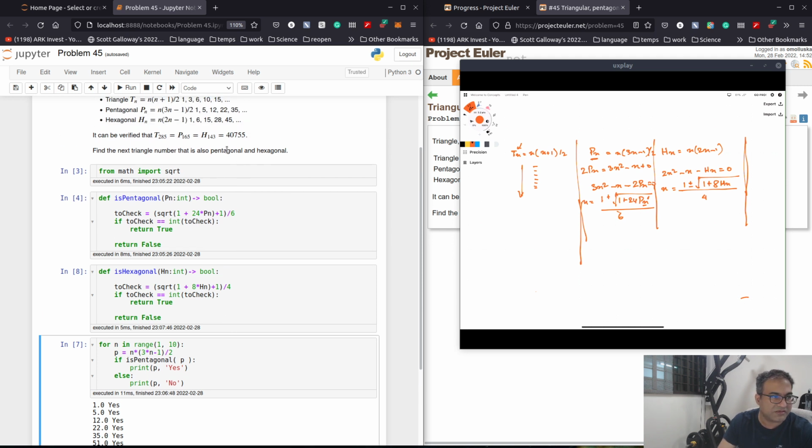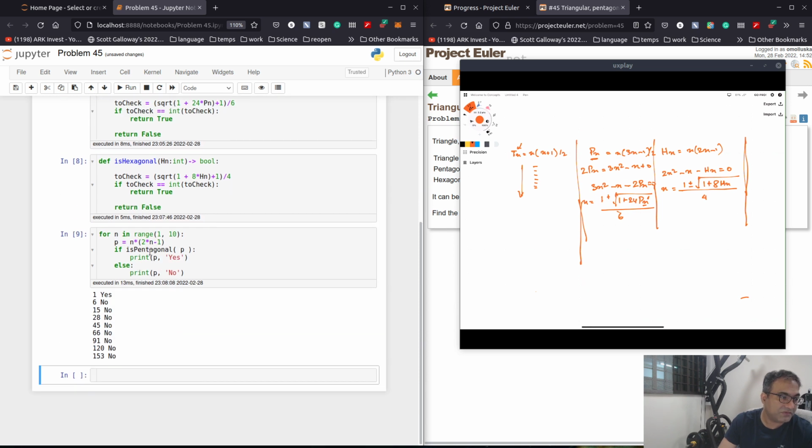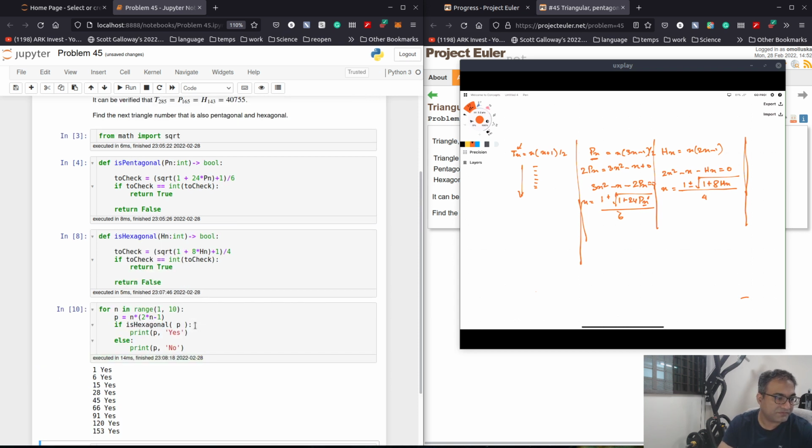Hexagonal numbers are n times 2n minus 1, and there is no 2 at the end. There is no 2 at the end. Okay, let's check, and we have a problem because we are checking for the wrong number. Is hexagonal, so this seems to work.